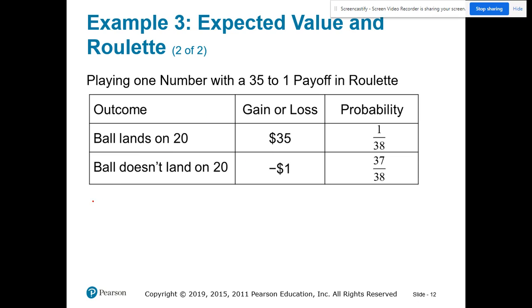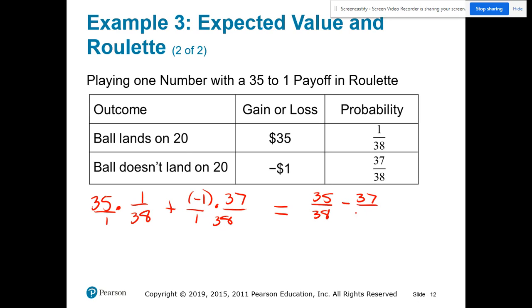So outcome times the probability, outcome times the probability. Forgot my three. All right. Again, whole number times a fraction. 35 over 38 minus 37 out of 38 equals negative 2 out of 38, which you convert to a decimal, negative 0.05. Now let's talk about what that means.